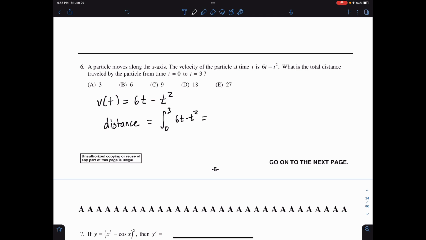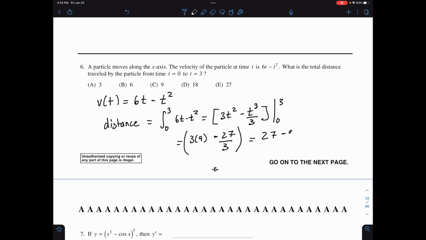So now we evaluate. This integral happens to be 3t squared minus t cubed over 3 from 0 to 3. We plug in our values. We have 3 times 9 minus 27 over 3. And then when we plug in 0, we get 0 for everything. So this is all we have to solve for. We have 27 minus 9, which is equal to 18. So the answer here is D, 18.